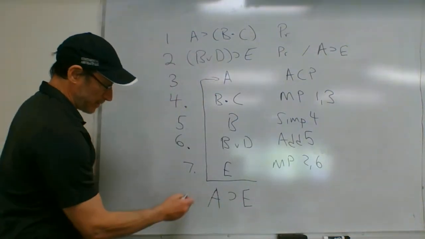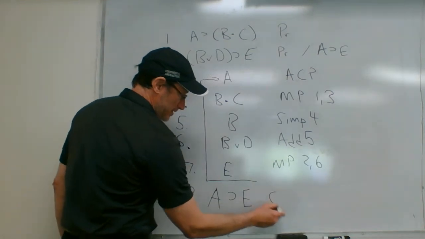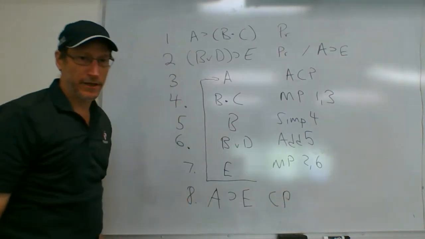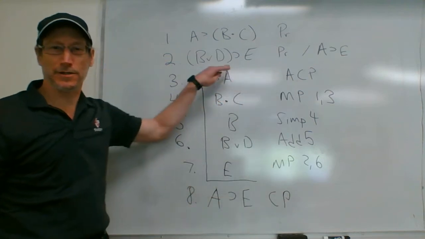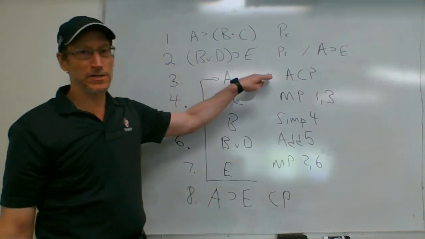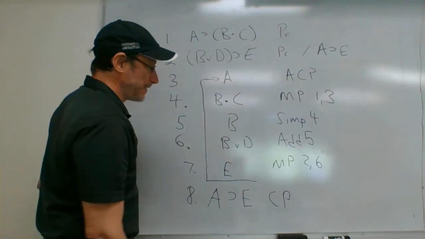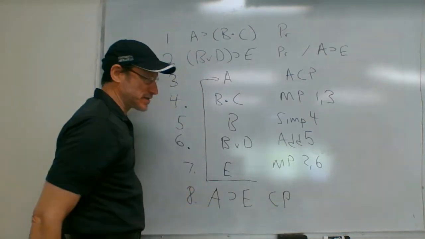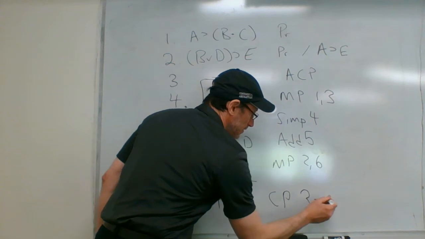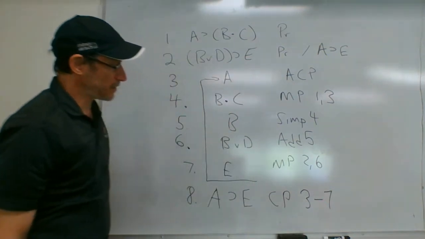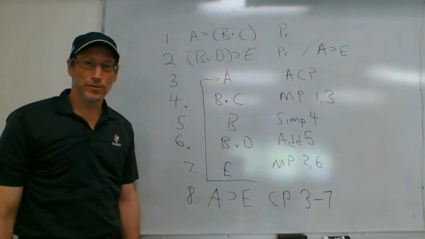Okay, and now I just fill in my numbers. This is step 8. And now I'm going to say, as my very last step, conditional proof. Now here, notice I'm not saying ACP. ACP is for the assumption, right? When I assumed A, my justification was that I am assuming something for conditional proof. Now I say CP, which stands for conditional proof, 3 through 7. Okay, and that's how I might get to A horseshoe E using the rule of conditional proof.